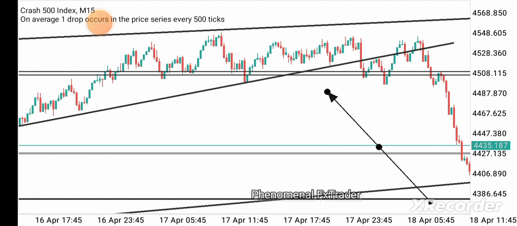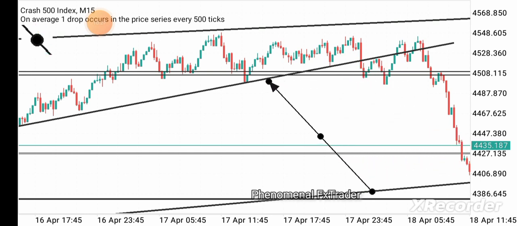Only that I don't like making my rectangles very big. If I do a bigger rectangle, you see it will accommodate all those points where the market has bought and sold, guys. So you can see this is a strong level.